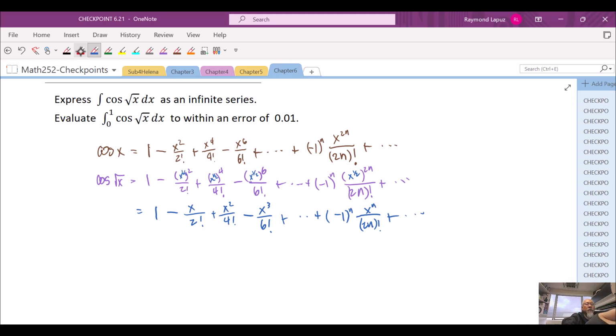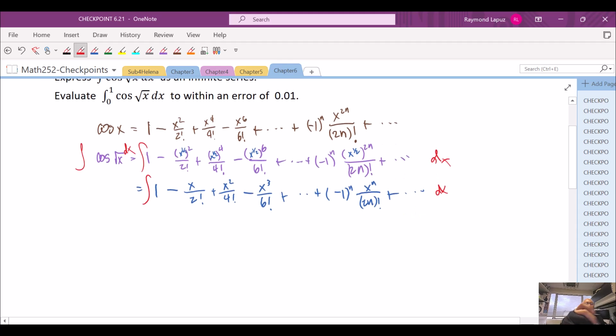Now comes time where we integrate. So we integrate, we integrate, we integrate. And when we integrate this, we will get our value that we want, or at least for the first part, a series. The integral of cosine of square root of x dx is equal to: the antiderivative of 1 is just going to be x. The antiderivative of this is going to be x squared over 2, but we still have a 2 factorial in the denominator. And before I multiply that out, I will keep it like that just so we can see a pattern emerge, maybe.